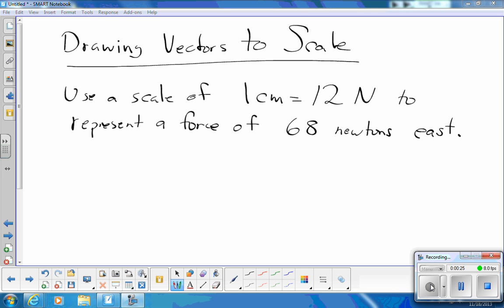Okay, so what steps do we take here? The first thing is we have to know what direction east is, and typically on the page we use the standard: north is toward the top of the page, east is to the right, weather vane type thing, and so we're going to be drawing our vectors to the right.